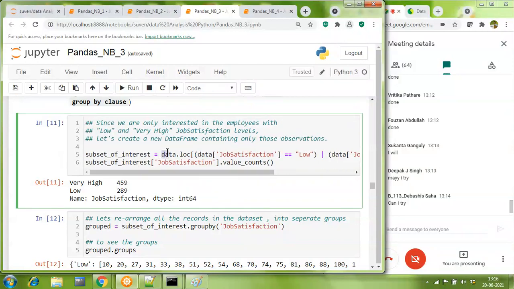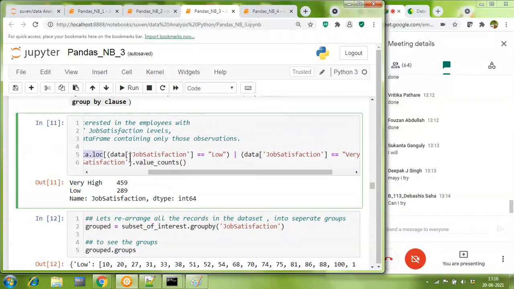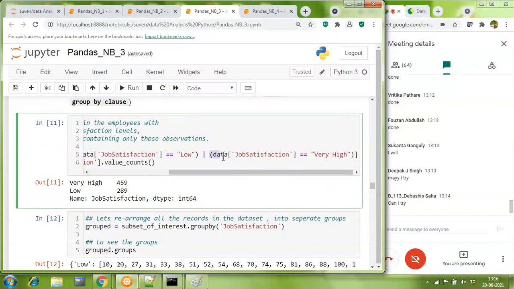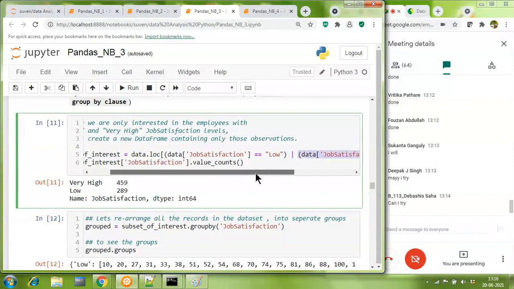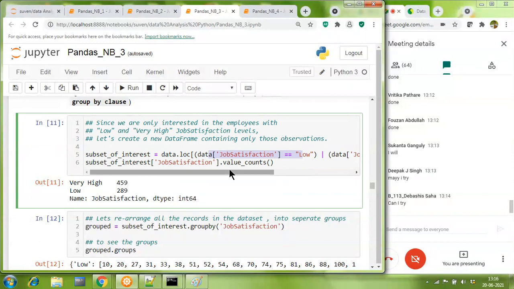Very simple. From my overall data set, I'm locating those records which are having the job satisfaction as low or the job satisfaction as very high. So what we are doing is locating those records from the main data set which have low job satisfaction or high. Obviously both will get selected, and a new data frame is getting formed called subset of interest. I've done a value counts over it which gives me this answer.